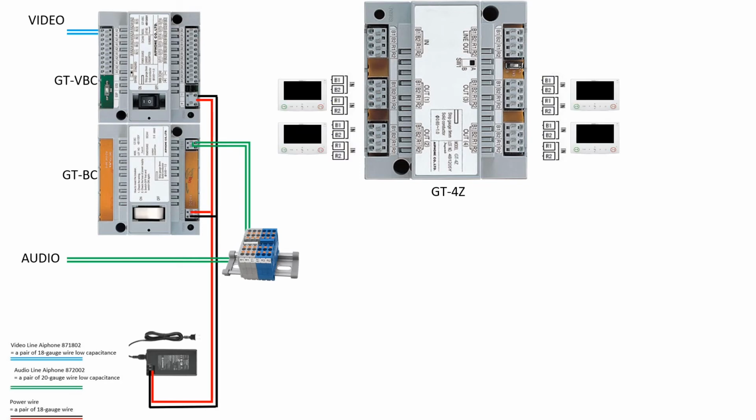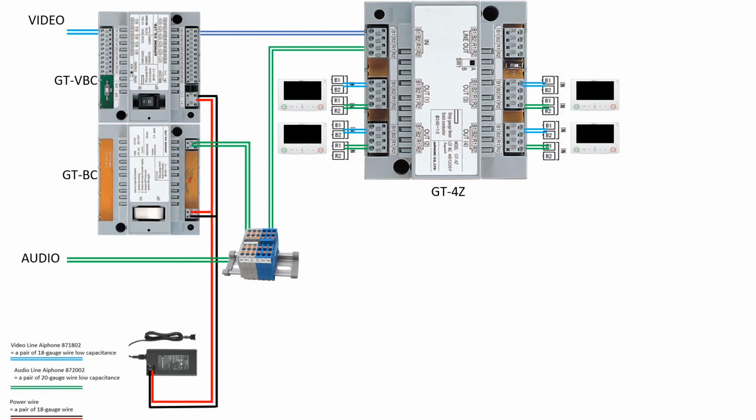The first thing we want to do is add our audio trunk line. We're going to take R1 and R2 from the GTWDP and run it to R1 and R2 of the GT4Z. Then we're going to add our video trunk line, B1 and B2 from the GT VBC over to our GT4Z input. Now let's add our audio trunk line from our GT4Z to our tenant station, utilizing R1 and R2 output. Now let's add our video trunk line to our tenant station, utilizing B1 and B2 from the GT4Z to our tenant station.